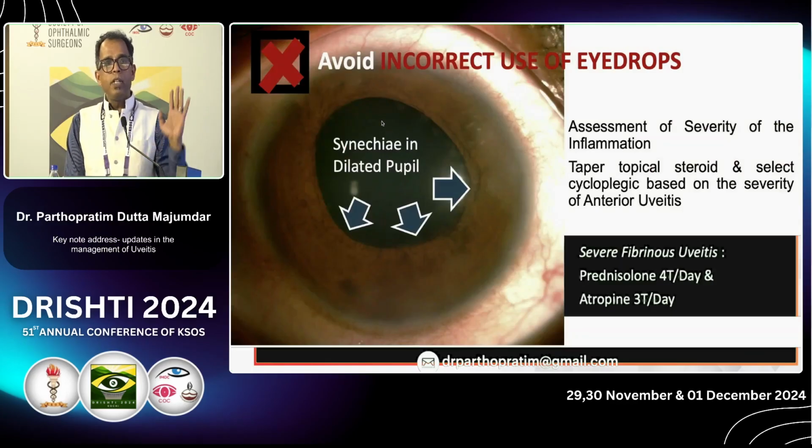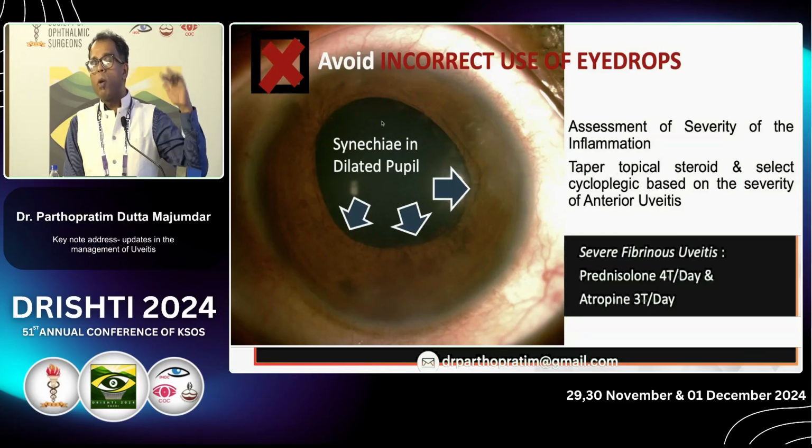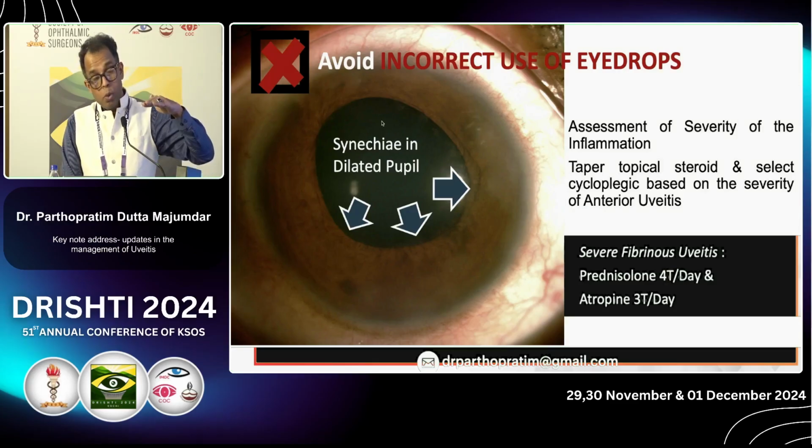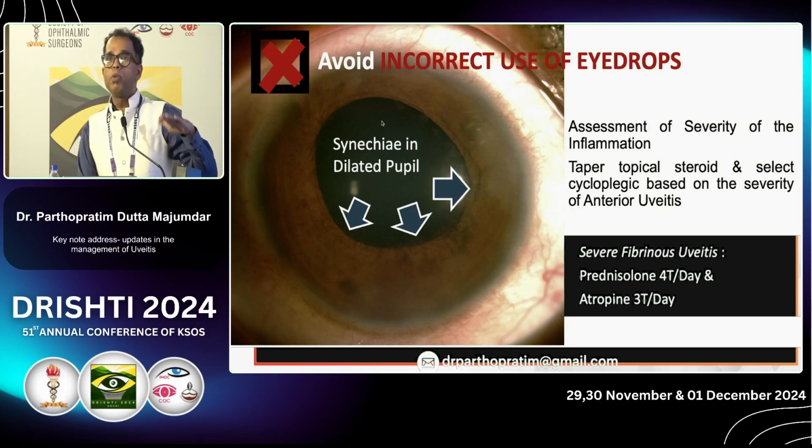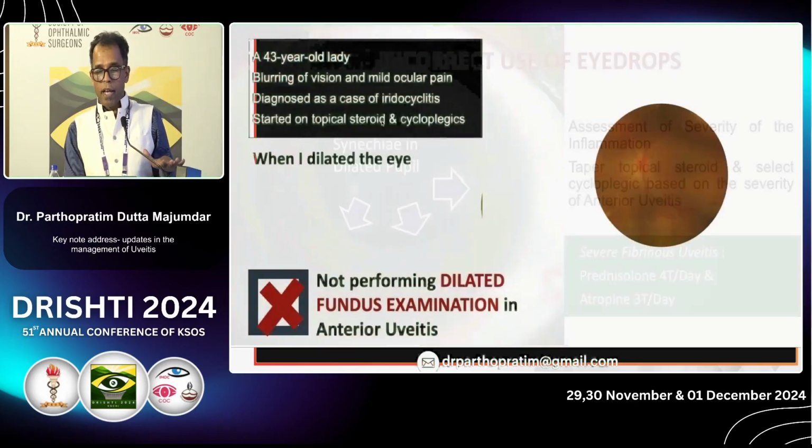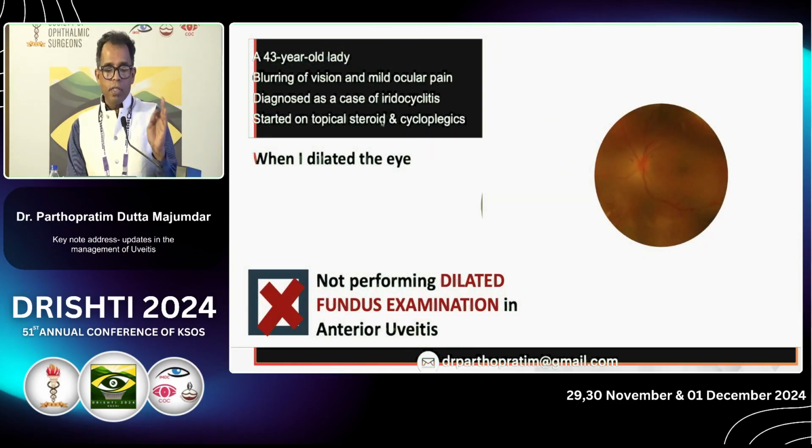Now, sometimes what happens, you start atropine, which has a long-standing effect, and gradually taper down the topical steroid. If you are tapering the topical steroid too quickly, but the patient is on atropine, there are chances that the patient can develop synechia in a dilated pupil, and that will cause a lot of trouble because you will have a lot of photophobia and all. So beware of that. For example, this is a patient of anterior uveitis treated as iridocyclitis. A lot of investigation was done and the patient was started on topical steroid and cycloplegic.